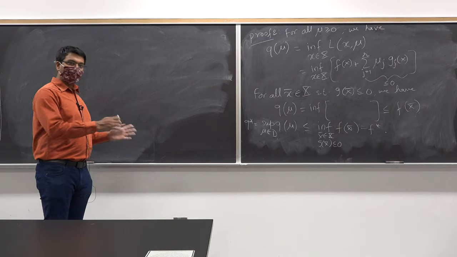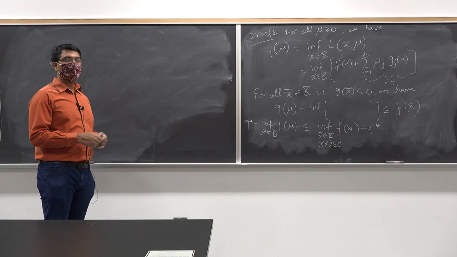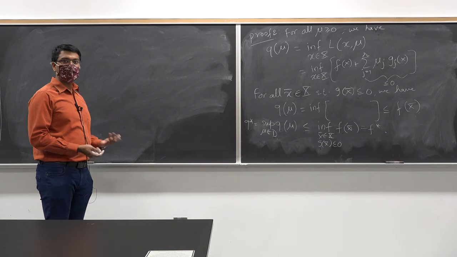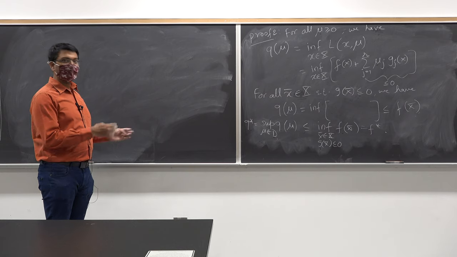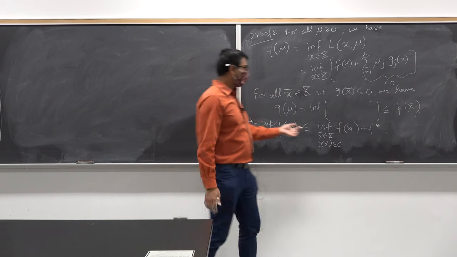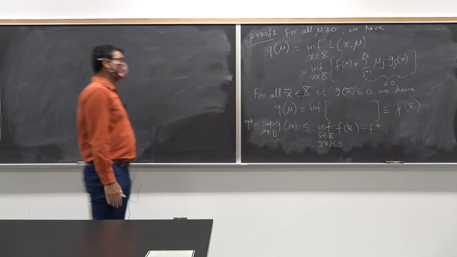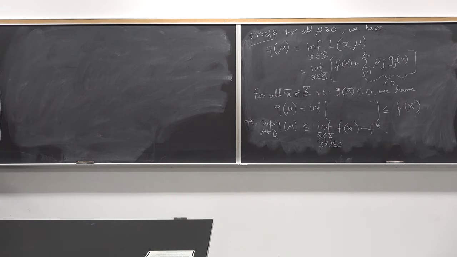Contrast this with the Lagrange multiplier theorem and the KKT theorem, which required functions to be twice differentiable, with continuous derivatives, and so on and so forth. X was supposed to be a subset of Rn. When we talked about optimization over a convex set, we needed X to be a convex set. So there were a lot of restrictions in some of the earlier stuff that we were talking about, but in this case, there is no restriction whatsoever.